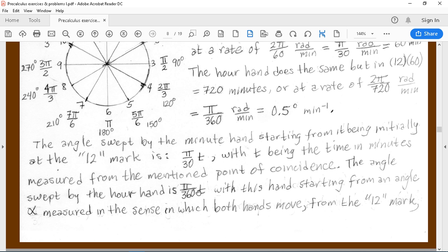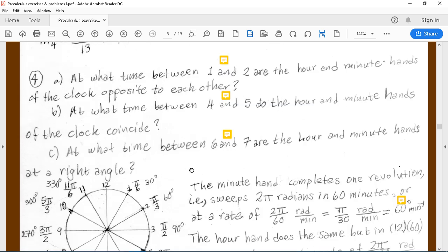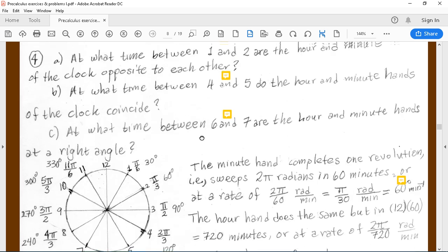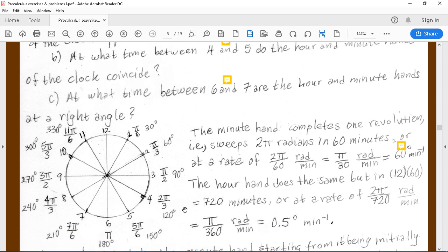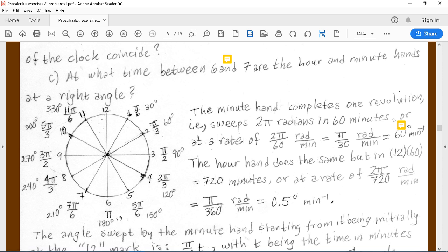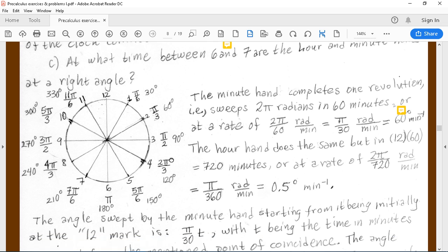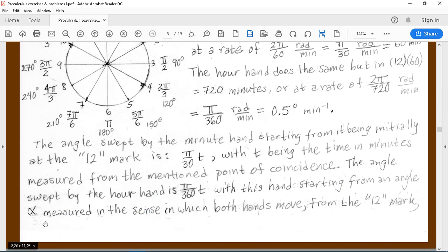Now remember that it starts at each of these initial given times, that is 1 o'clock, 4 o'clock, and 6 o'clock. It starts at an initial angle of pi over 6 or 30 degrees from 1 o'clock, at 2 pi over 3 or 120 degrees at 4 o'clock, and at pi or 180 degrees at 6 o'clock. That is our initial angle alpha.